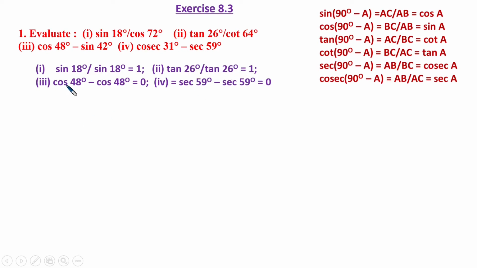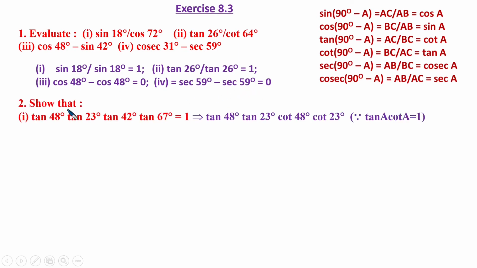Similarly you do cos of 48 by sine of 42. You should use this identity and substitute. Sine of 42 degrees will be sine of 90 minus 48. So sine of 90 minus 48 will be cos of 48. So this 48 cancels. Similarly you do this also.